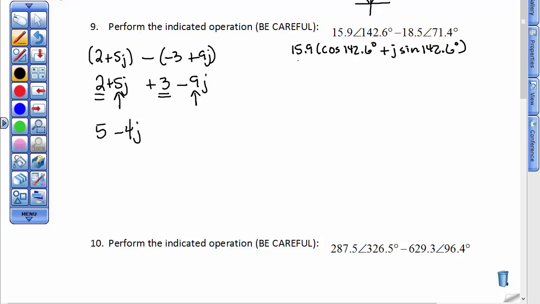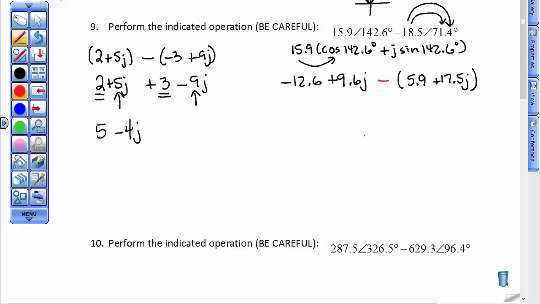142.6 degrees. So when you distribute this, this one turns out to be a negative 12.6 for the real number and 9.6j for the imaginary number. Well, that makes sense because that's in the second quadrant. So it's got a negative x and a positive y. When you do the same thing with this one, 18.5 times the cosine of 71 degrees, these should both be positive. You'll get 5.9. And when you take 18.5 times the sine of 71, you'll get 17.5j. Don't forget, this was a subtraction problem.